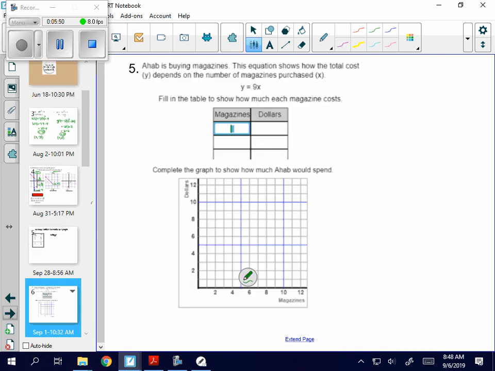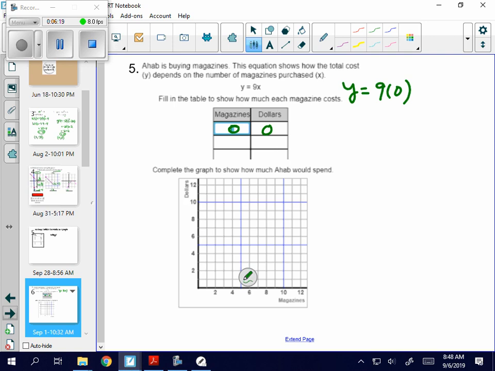Number 5, Ahab is buying magazines. This equation shows the total cost, y, depends on the number of magazines purchased. Fill in the table to show how much each magazine costs. So we'll pick our own x values. I love to pick 0 whenever possible. If I were to plug in 0 into that equation, y equals 9 times 0, wouldn't I be spending $0 if I bought 0 magazines?